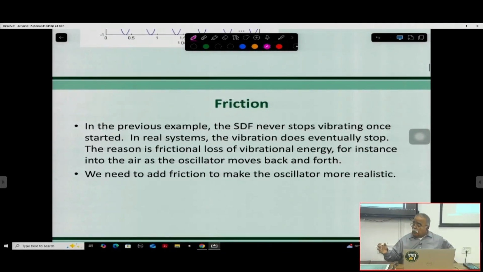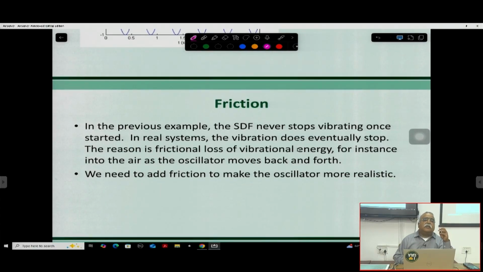Now, in this example, whatever I had just formulated, that mathematical model has no damping. That means once it's set to vibrate, it will go on vibrating, right? It will not stop because there is no damping present. But in case of any real structure, any real bridge, they always have some damping. So damping is a must, because otherwise it will be set into motion and keep moving.